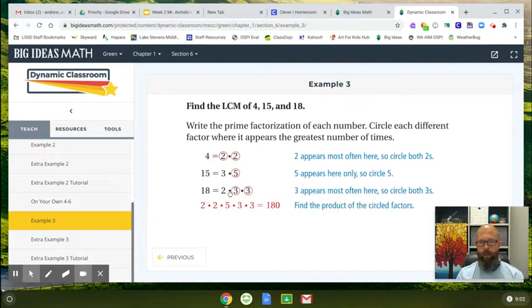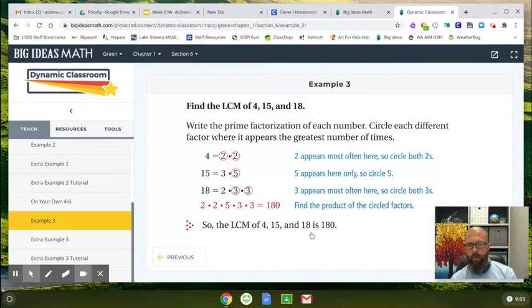So now we're going to multiply all the circled numbers. We've got 2 times 2 times 5 times 3 times 3, and we end up with 180. And that's going to be the least common multiple of these 3 numbers together. I know that's a lot, but let's make sure we write it down.